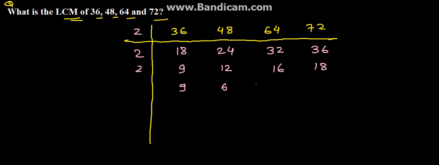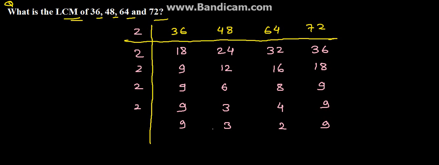Here we'll have 6, here we'll have 8, and here we'll have 9. Again dividing it by 2, let us keep 9 as it is. Here we'll get 3, here we'll get 4, and here we'll get 9. Again dividing it by 2, we'll keep 9 as it is. Here we'll keep 3 as it is. Here we'll get 2, and here we'll keep 9 as it is.